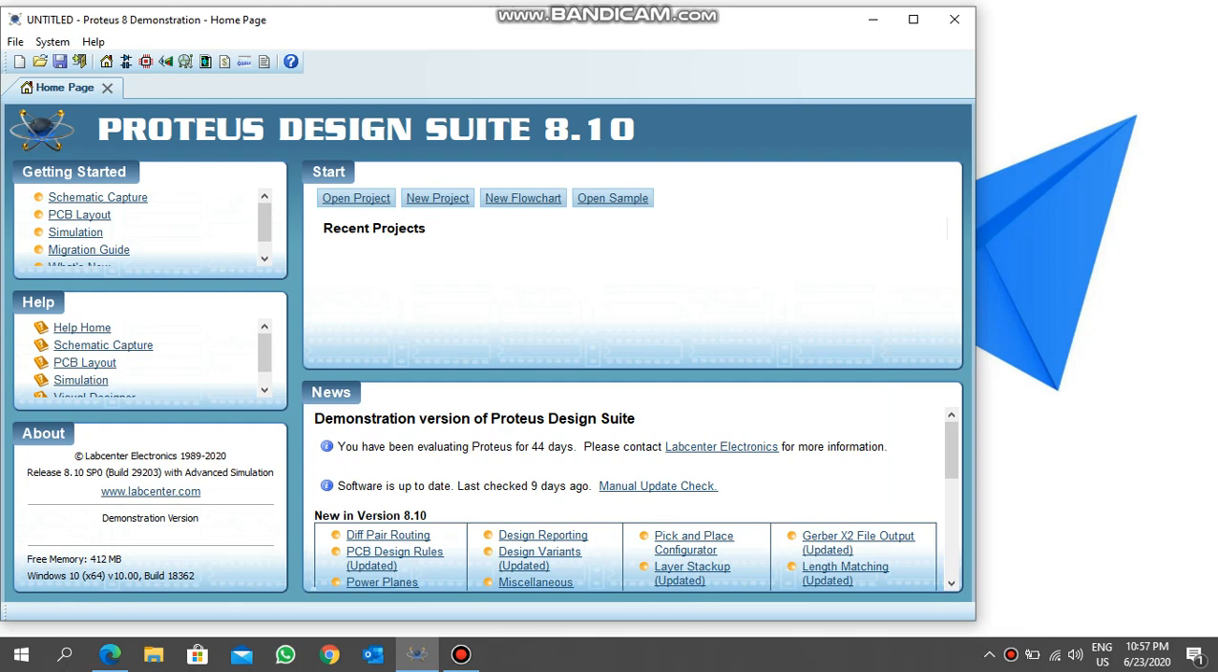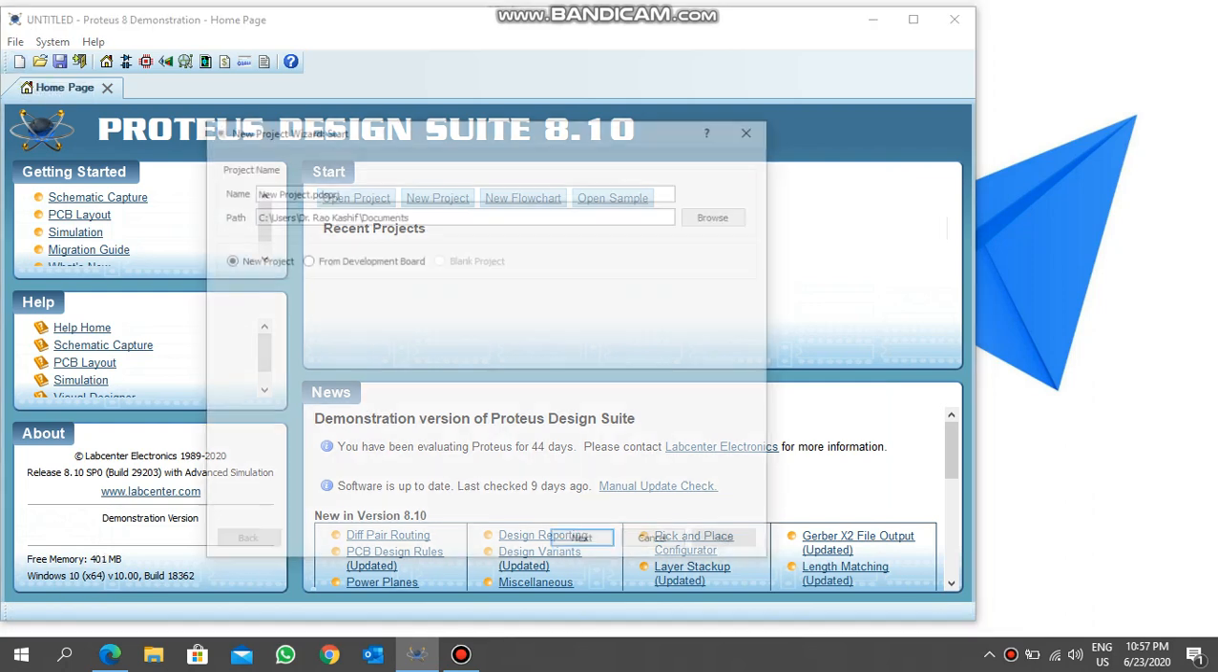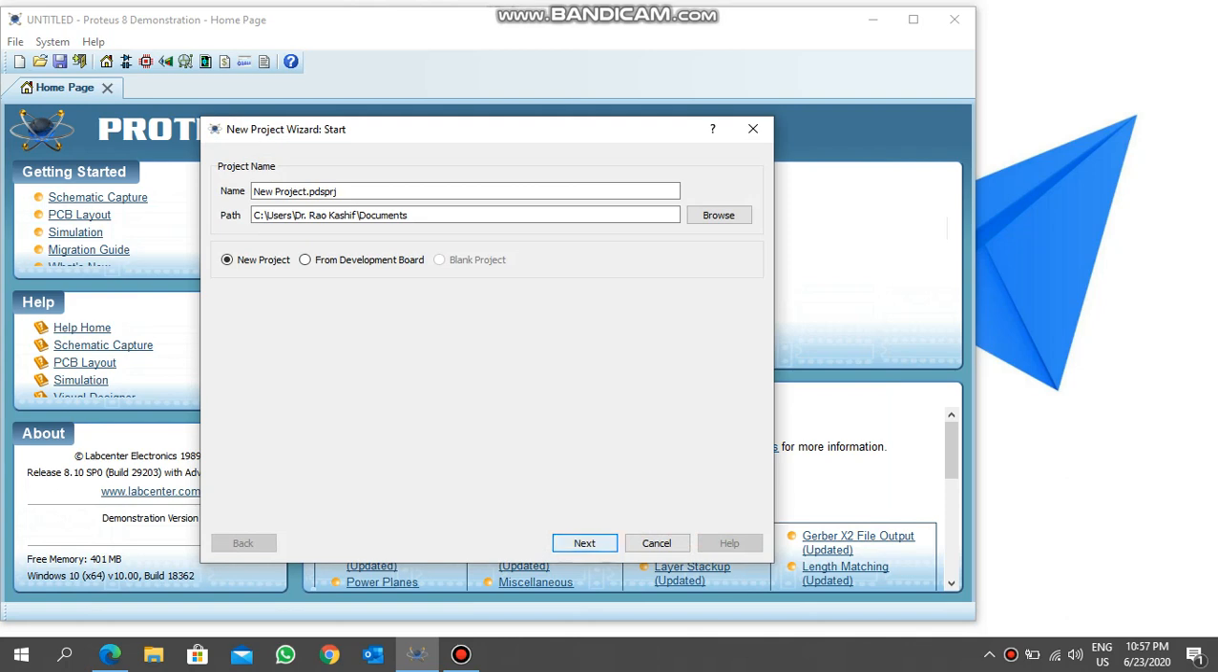Today our third lab will be related to finding the current in the circuit, how we can find the current in any circuit in Proteus.